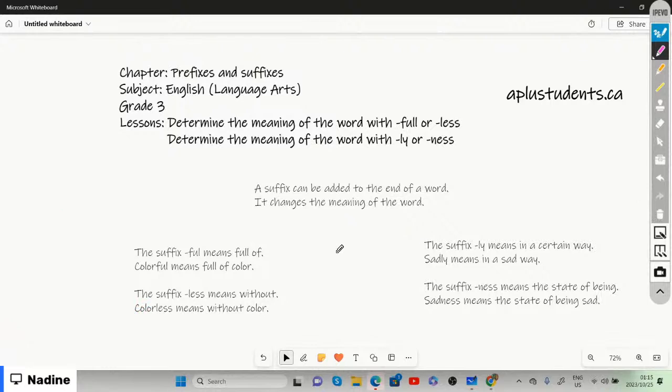Then we also have the suffix ly. The suffix ly we add at the end of the base word. And once we add the suffix ly, ly means in a certain way. For example, sadly means in a sad way. Remember, if you just say sad, then sad is the act of being sad. But sadly means in a sad way.